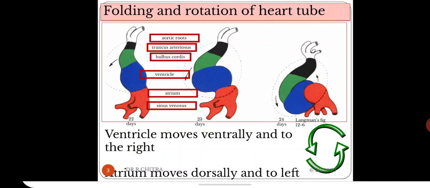After the formation of the definitive heart, the definitive heart undergoes folding and rotation, mainly by the primitive ventricle and by the bulbus cordis, so that it will be called the bulboventricular loop. At the end of this, if you see, the ventricle moves ventrally and to the right, and the atrium moves dorsally and to the left.